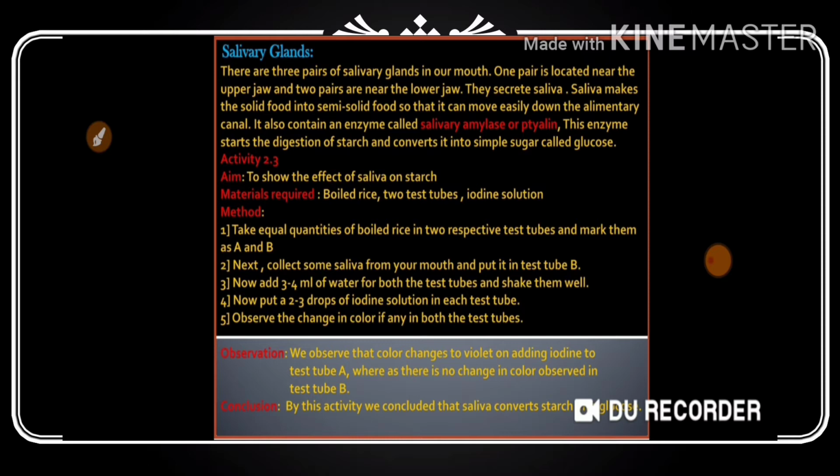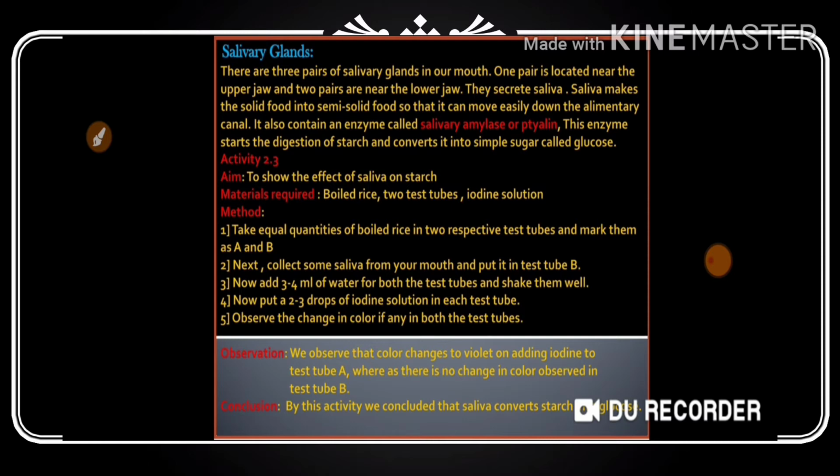Whenever we start, at that time we'll do this activity in the lab. For now, I will explain what we need to do. What is the aim of this activity? To show the effect of saliva on starch.